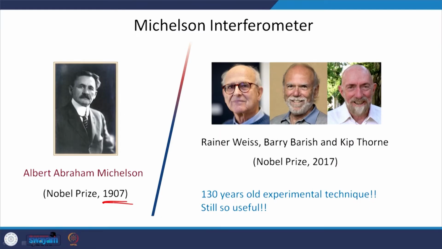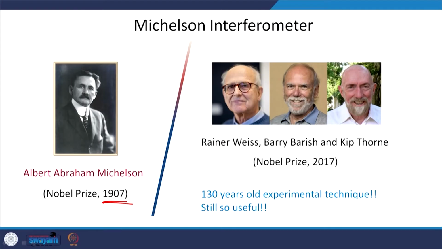So, here we will discuss a particular case of Michelson interferometer. Michelson got the Nobel Prize for this kind of interferometer, which we are going to discuss, in 1907. 130 years after this, in 2017, these 3 people got the Nobel Prize. So, this is a 130-year-old technique, but it is still so powerful, still so useful.